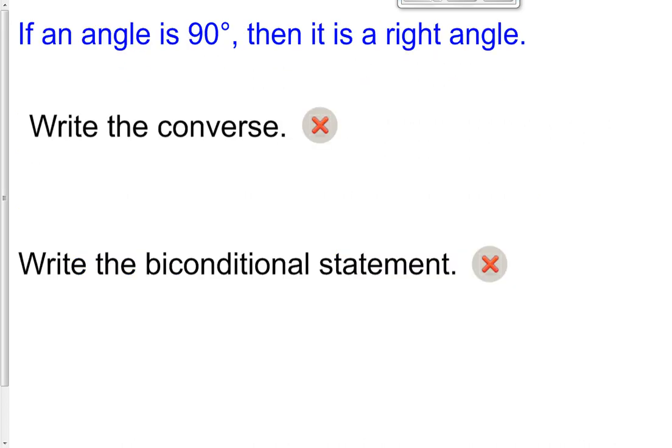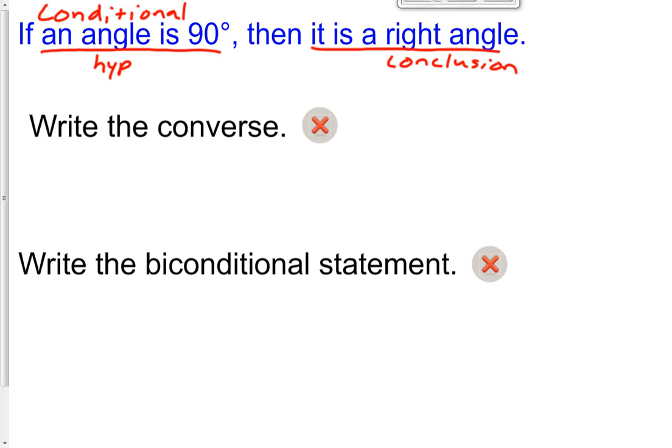So let's practice this. If an angle is 90 degrees, then it is a right angle. This would be a conditional statement. It's written in if-then form. This part right here is called the hypothesis. This part right here is called the conclusion.